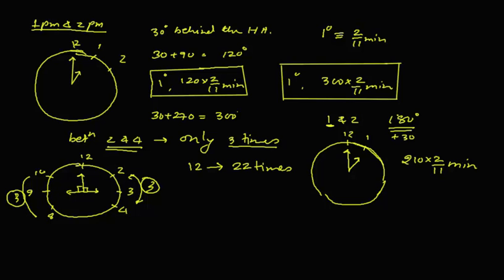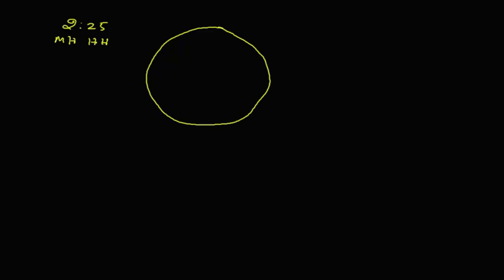So this is how questions based on finding the angles between the minute hand and hour hand are calculated. In the next part, I'll deal with how to find the angle if the time is given. Here we were actually finding the time when the angle was given, right? So let us move to the next part. I'll start with the question: at 2:25, what is the angle between the minute hand and hour hand? Let us see what is the position of both the hands at 2:25.